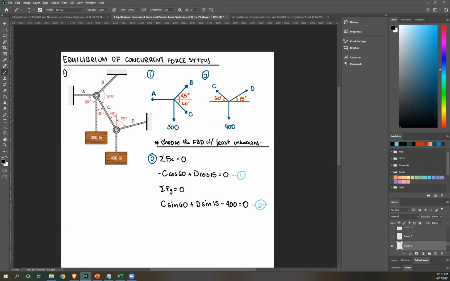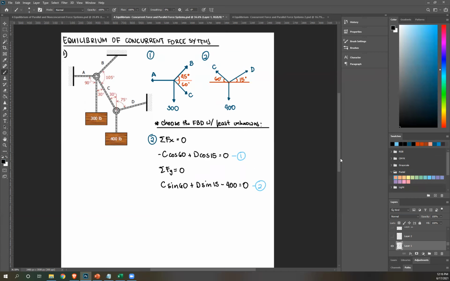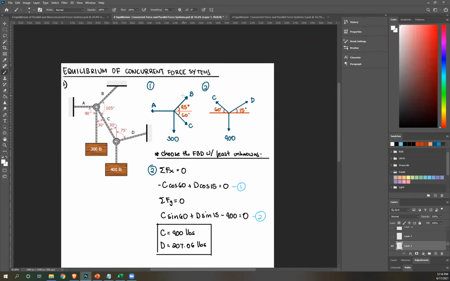And as you've noticed, we have two equations, two unknowns. You can either solve for this manually or use your calculator. If you solve for this, you'll get C equals 400 pounds, and then D equals 207.06 pounds. Again, you should already know how to solve simultaneous equations. So now I'm done with free body diagram 2. You should move on to free body diagram number 1.